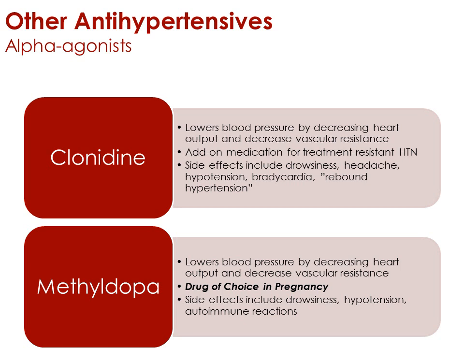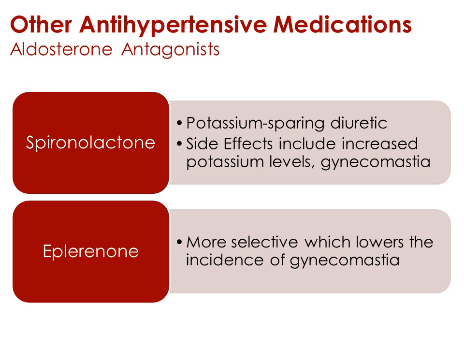Methyldopa is the drug of choice for hypertension during pregnancy. This is an important point to remember. Side effects of this drug include drowsiness, hypotension, and autoimmune reactions.